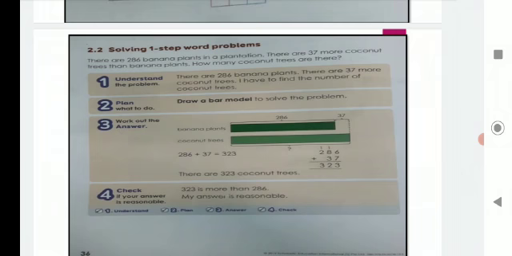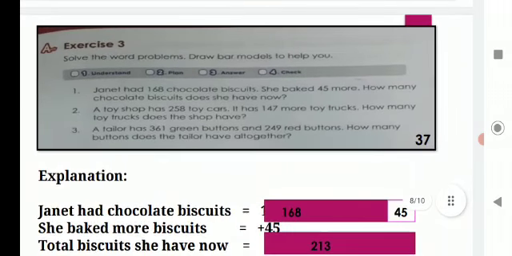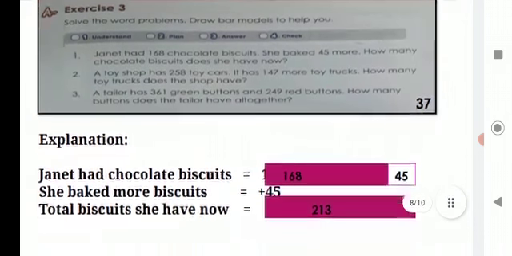Okay, so let's go to question number 1. Question number 1 is saying Janet had 168 chocolate biscuits. She baked 45 more. How many chocolate biscuits did she have now? So Janet had how many chocolate biscuits? We will write Janet had chocolate biscuits is equal to 168. Now she baked how many more biscuits? So we can write she baked more biscuits is equal to 45.